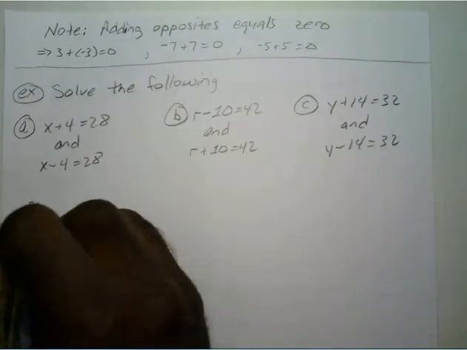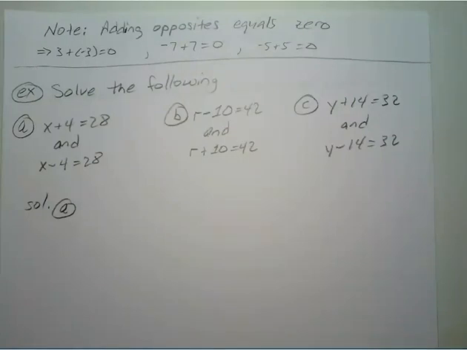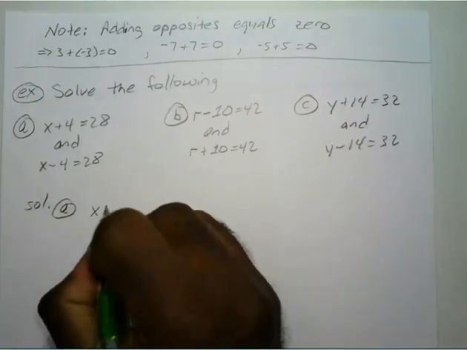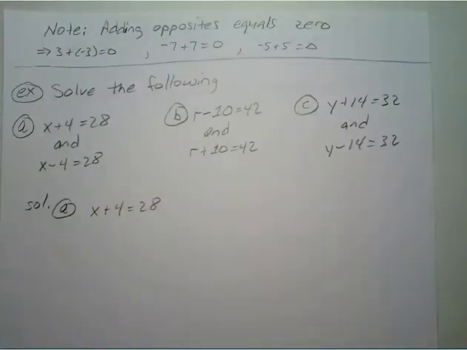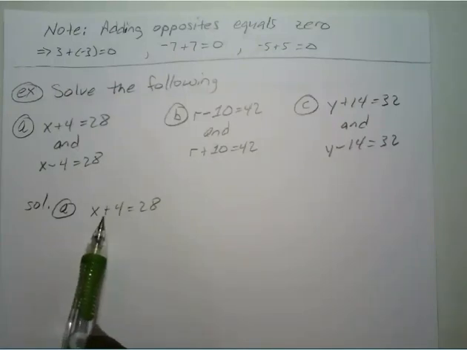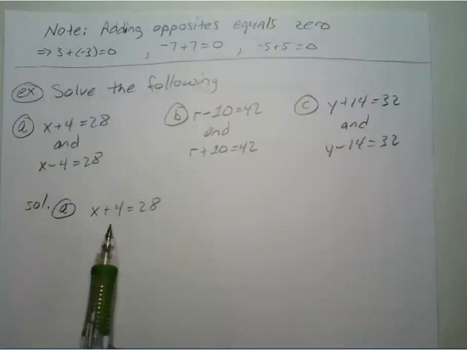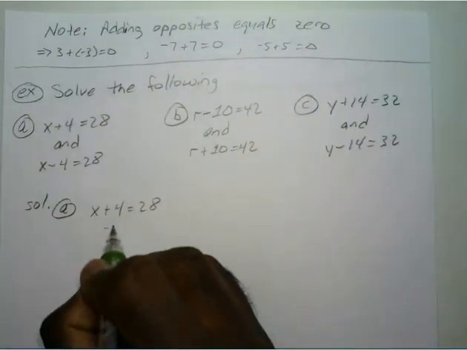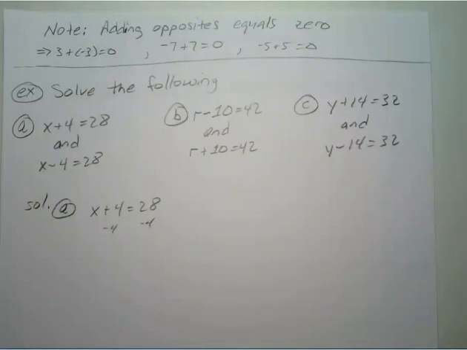Let's look at problem A. We have x plus 4 equals 28. If we have x plus 4, we're going to use the opposite operation to solve it, so we're going to use minus 4. But whatever you do to one side, you have to do to the other side of the equal sign. So we have minus 4 on both sides of the equal sign.